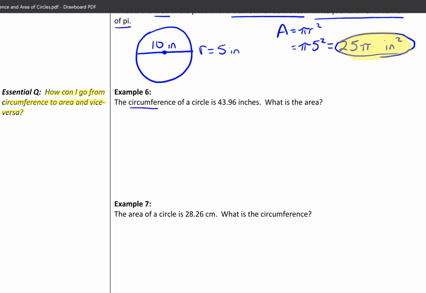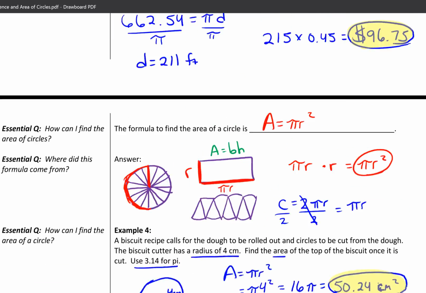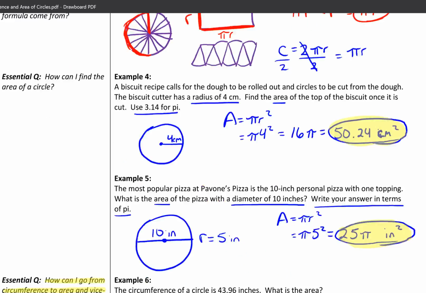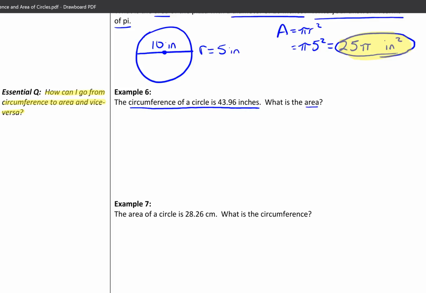So let's look here. The circumference of a circle is 43.96 inches. We want to find out what its area is. So think about way back here on the first page, when we went from circumference to diameter, when we worked backwards, we divided by pi. So let's do that same thing. The circumference is 43.96 equals pi times diameter. We'll divide both sides by pi. So the diameter of this circle is 14 inches. Now, because we need a radius for area, we'll cut that in half, and our radius is 7 inches.